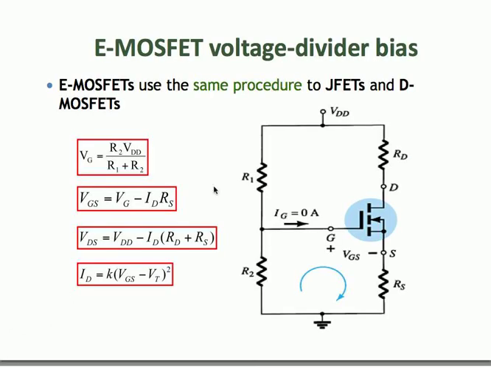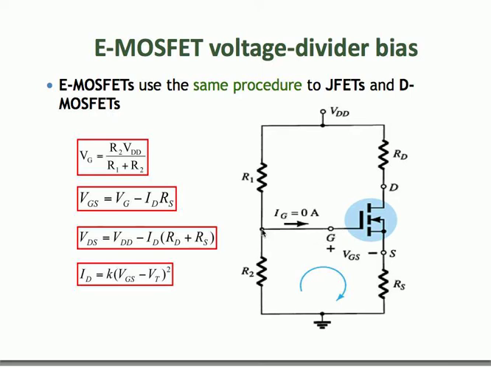Let us first look at the voltage divider bias circuit for E MOSFET. As you can see from the figure here, the voltage divider bias circuit for an E MOSFET looks pretty similar to, in fact it's similar to, that of JFETs and the D MOSFET. So you can use the same procedure to analyze it.